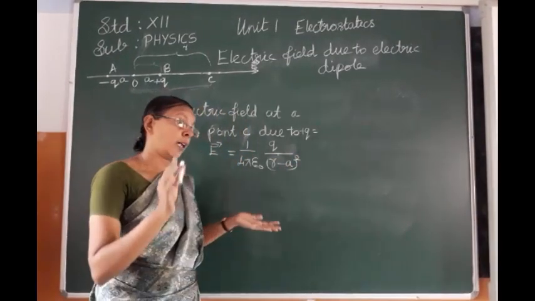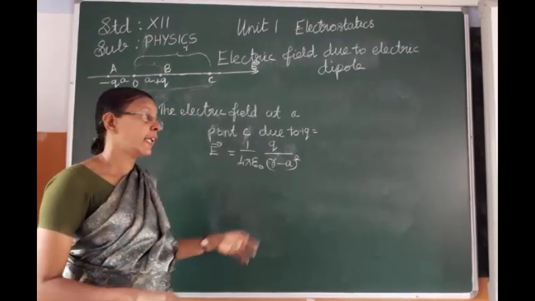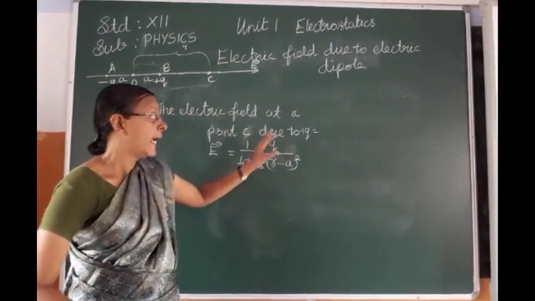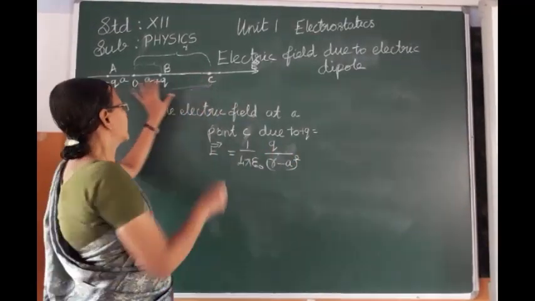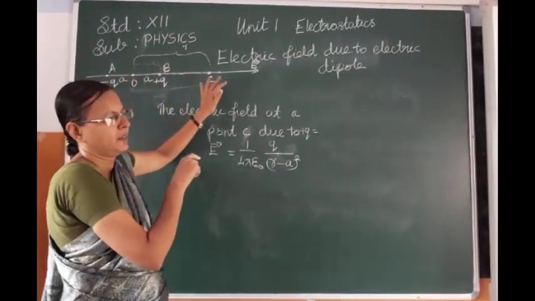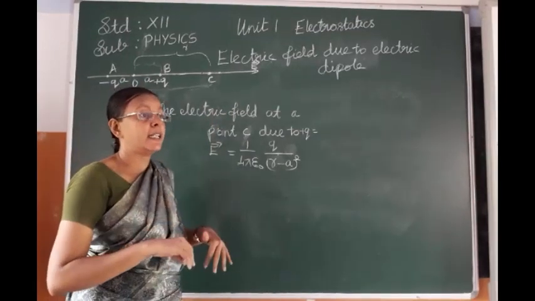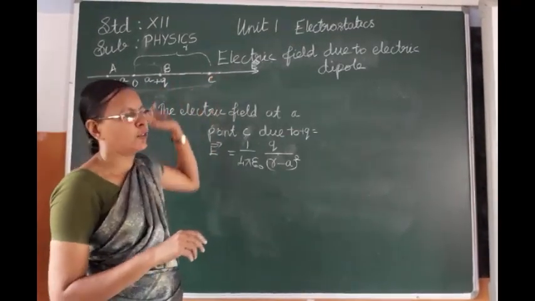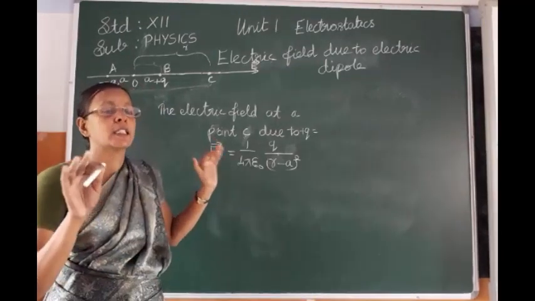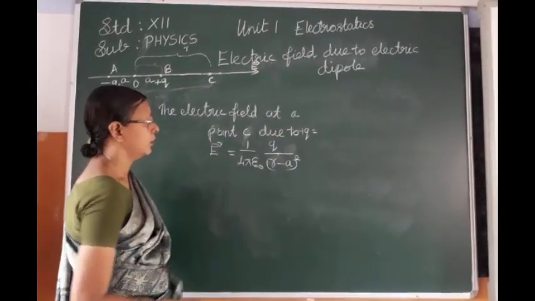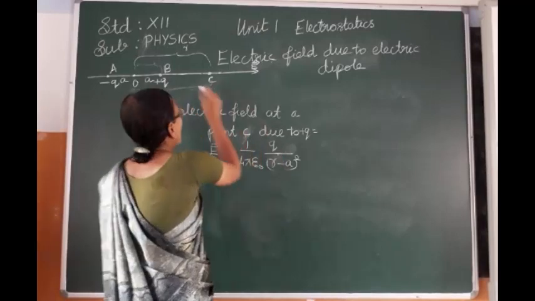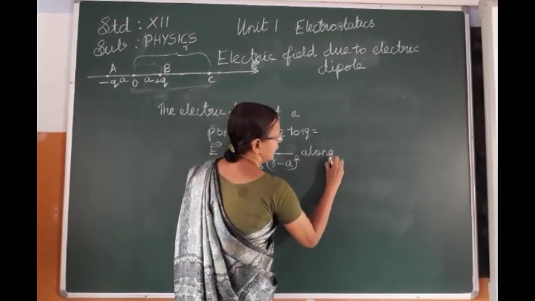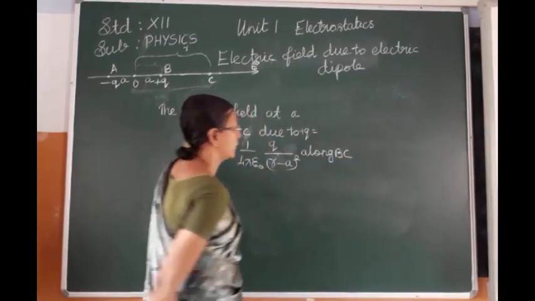Originally our formula is q divided by r square. So that r we cannot write here because that is from the center. We need the distance from the particular charge to the particular point. So that distance only we have to see here. So this is along BC. This is acting along BC. That is also we have to write.